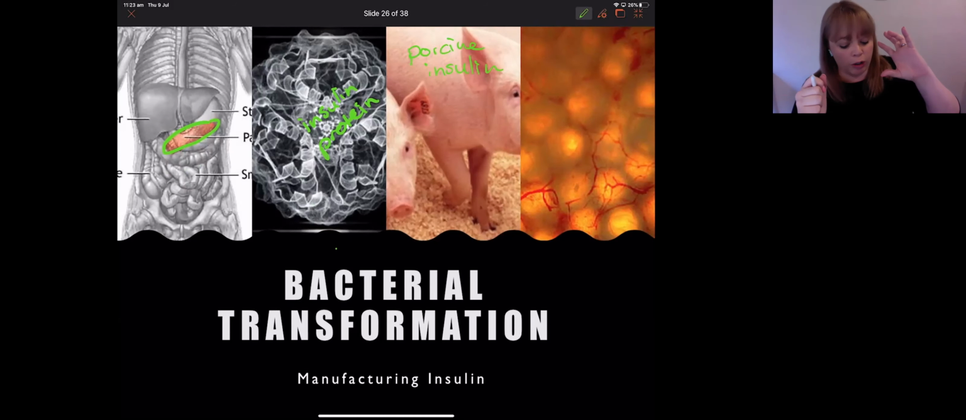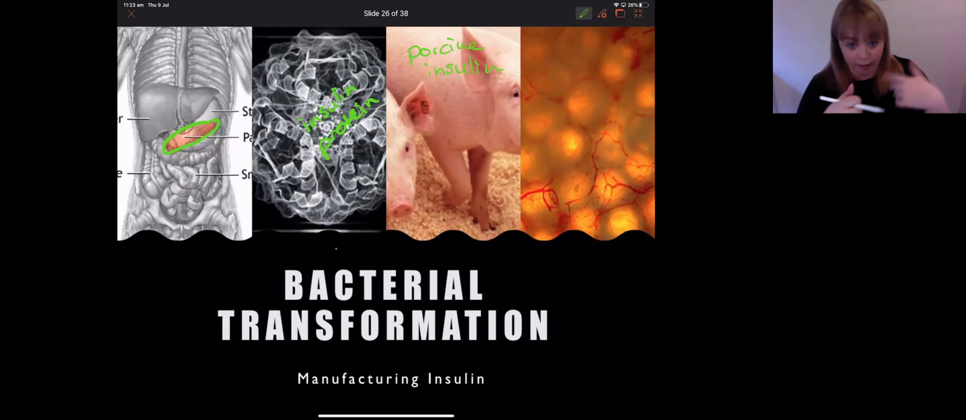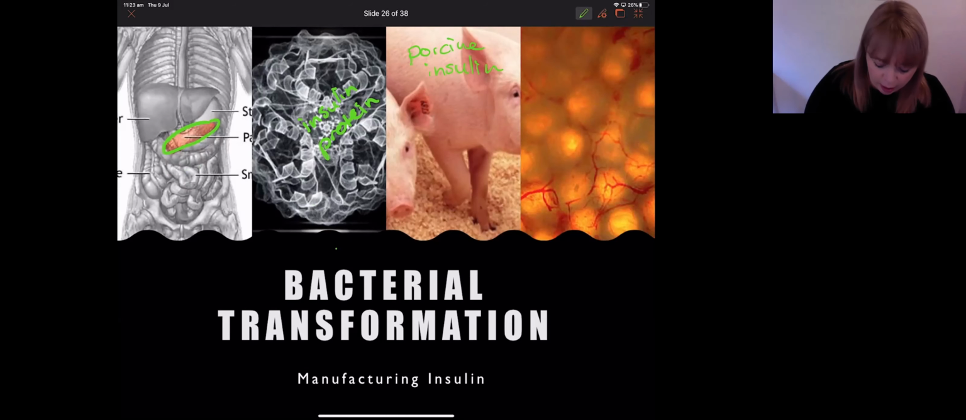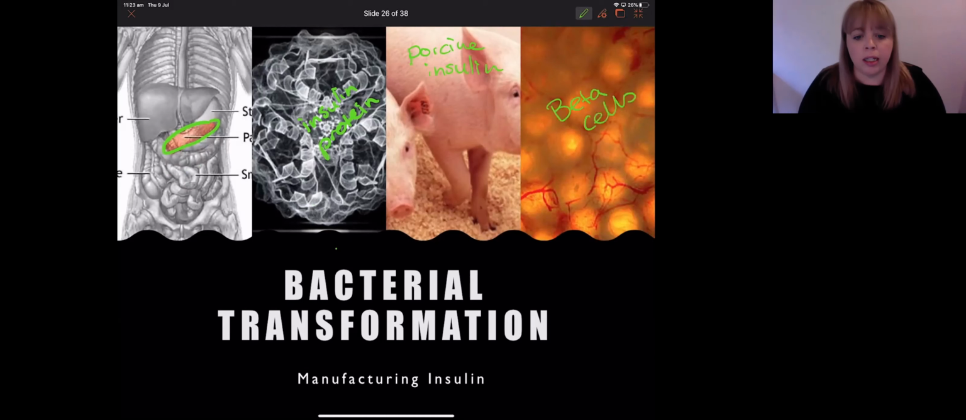So we've got this porcine insulin being used. These guys over here, if you're wondering, these are the beta cells in the pancreas. These are the malfunctioning ones in people with type 1 diabetes, so they don't work at all. So porcine insulin was extracted from pigs, purified, and given to humans. Now, there were a few issues with that, and we're going to explore that in the next video.